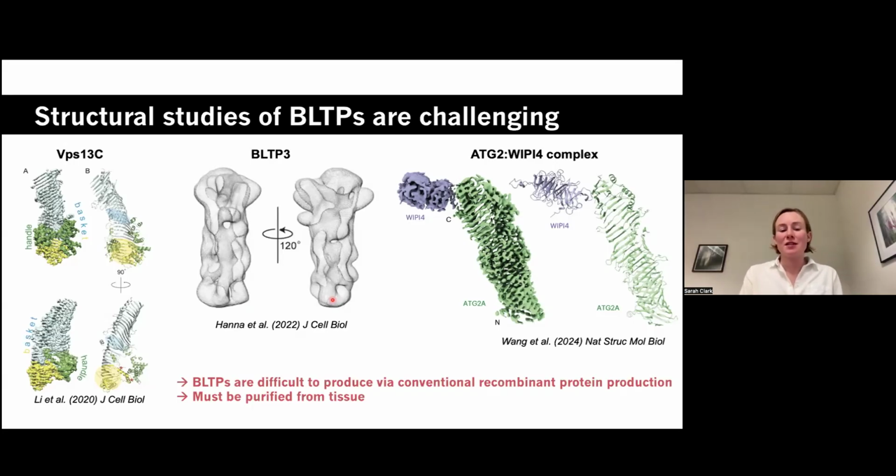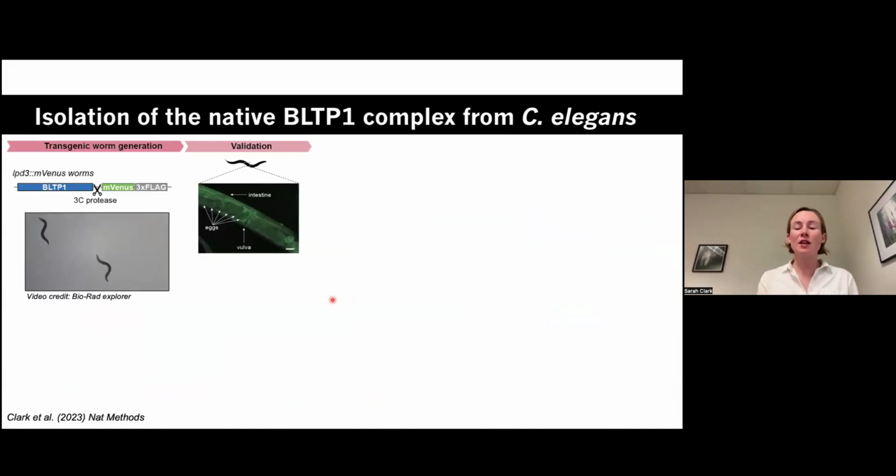These BLTPs are difficult to produce via normal recombinant protein production in heterologous cell lines like bacteria, yeast, HEK cells. That could be for a lot of reasons: one, they're very large, so perhaps they had trouble folding or they needed auxiliary proteins. We weren't really sure. So we approached this problem in a different way by purifying the native protein complex of BLTP1 from C. elegans.